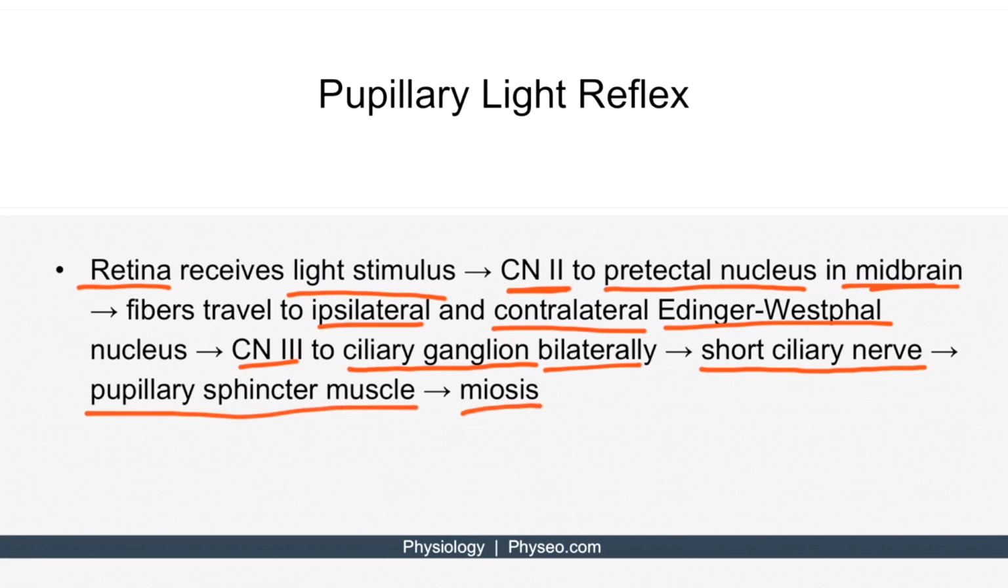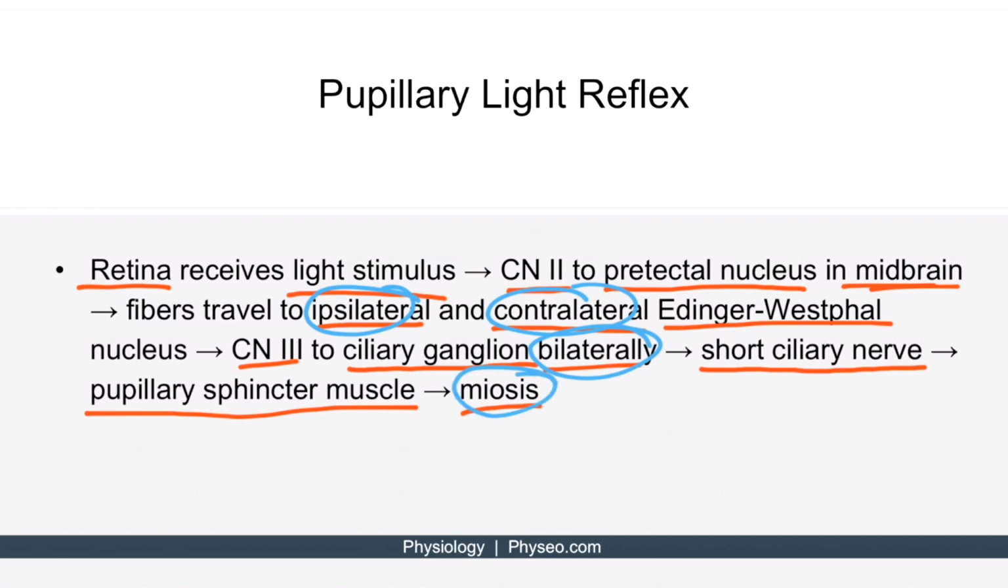and then the patient gets miosis. And I want you to pay special attention to the fact that it's ipsilateral and contralateral and then bilateral. Point being is that light can come in from the right side, but both the right and left eye will cause pupillary constriction, or miosis.